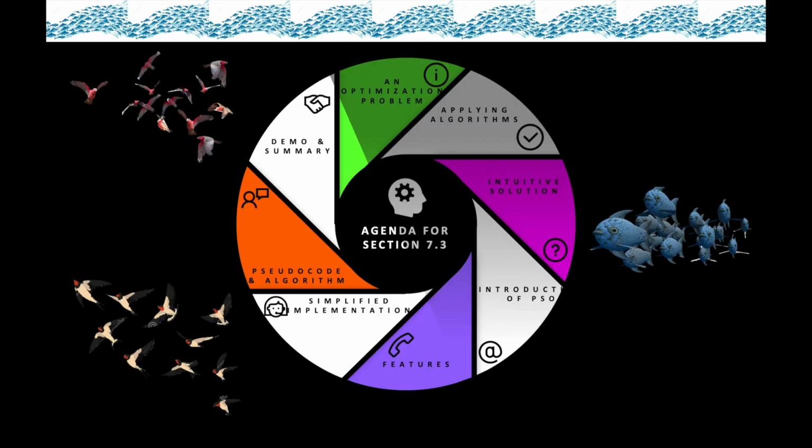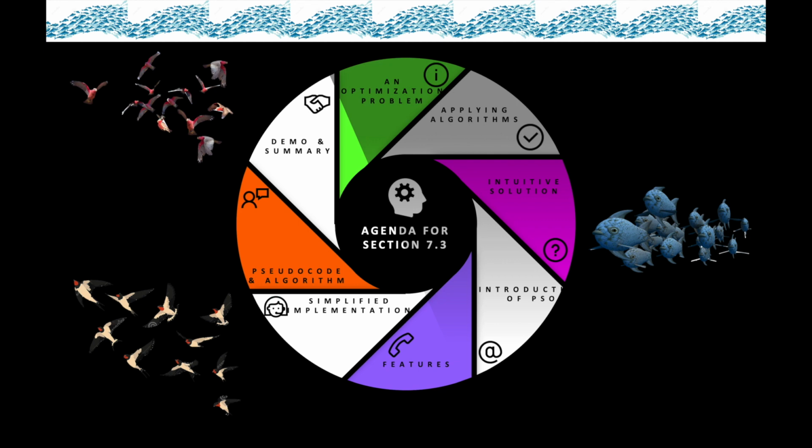So let us start with discussing the agenda for section 7.3 before we finally start the actual contents. I'll be displaying an optimization problem, a specific problem in which we'll need to find an optimal solution. Then we'll see what techniques we have already studied and how they can be applied, in a very quick overview. It won't be too detailed, but it will just be a basic intuitive sense.